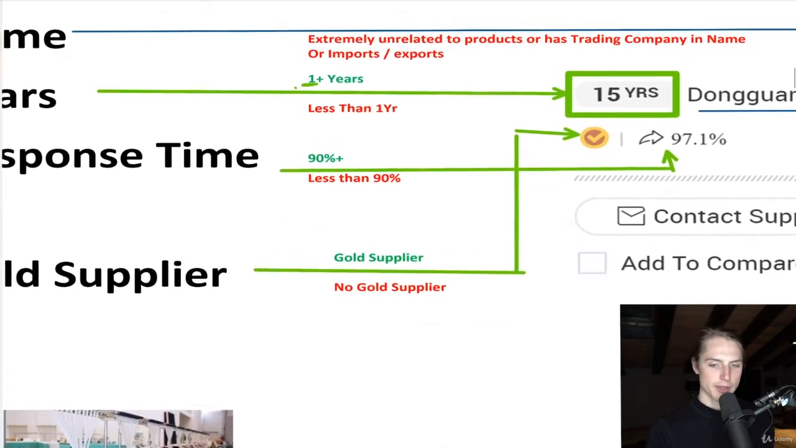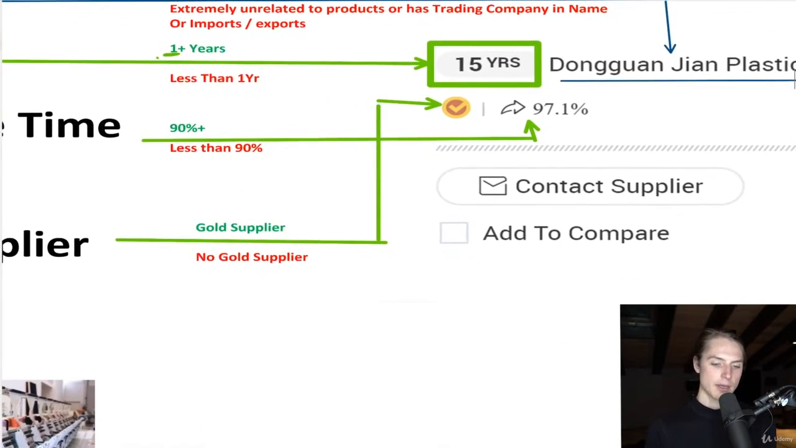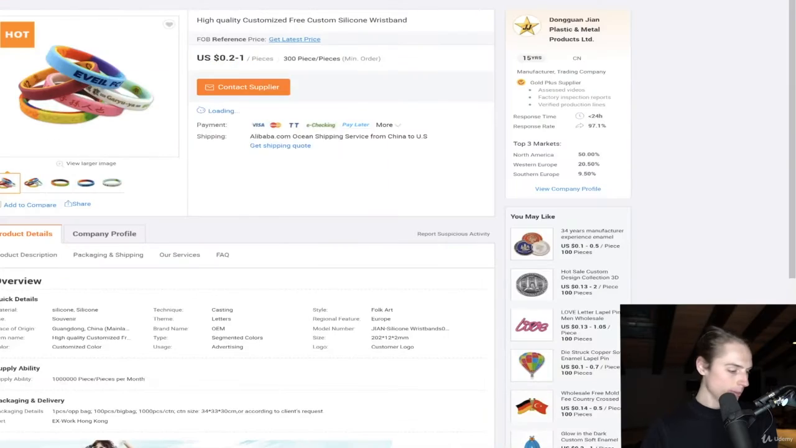And then obviously we want them to respond fast. And essentially, I forgot to mention this, gold supplier just means that somebody on Alibaba has paid to be a gold supplier, and they did some verification checks to make sure that they're actually a business. But a gold supplier doesn't necessarily mean it is a manufacturer. But we'll go back to Alibaba.